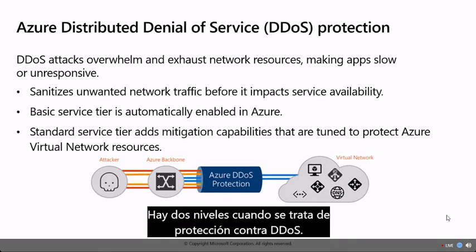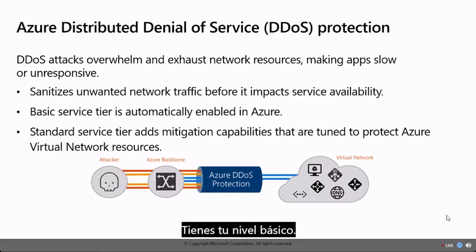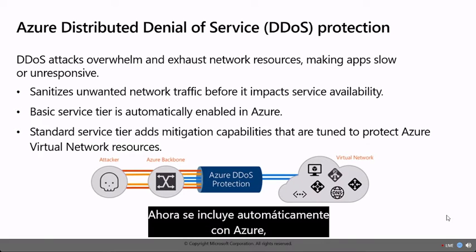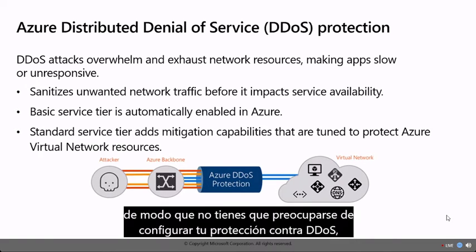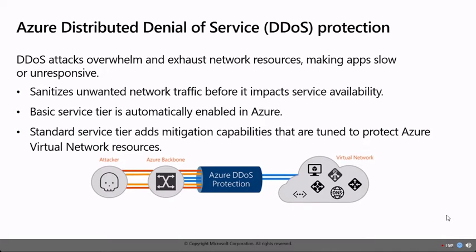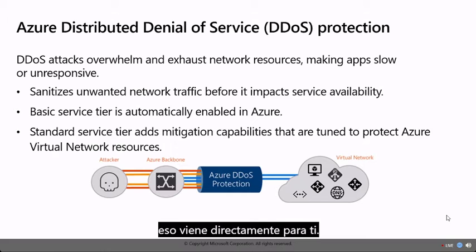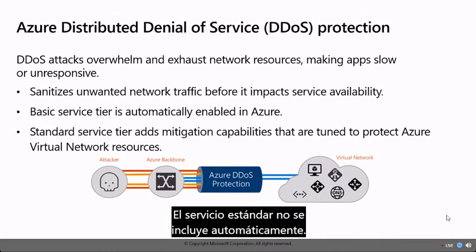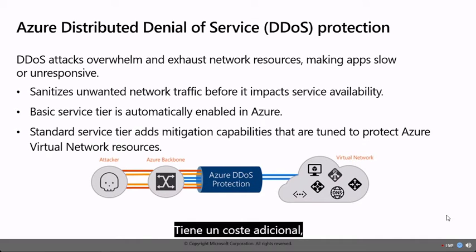Now there are two tiers when it comes to the DDoS protection. You have your basic tier. This is automatically included with Azure, so you don't have to worry about setting up your DDoS protection. That is coming right to you. But there is also the standard service. Now, the standard service is not automatically included. It is an additional cost.